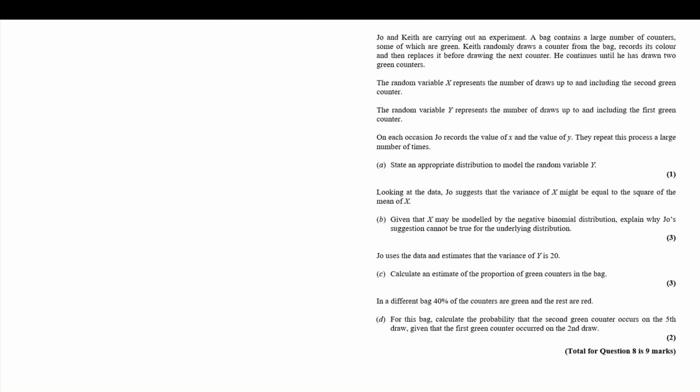On each occasion, it records the value of x and the value of y. They repeat this process a large number of times. First, we're asked to state an appropriate distribution to model the random variable y. So as I said, y is going to be a geometric distribution with an unknown probability of p.